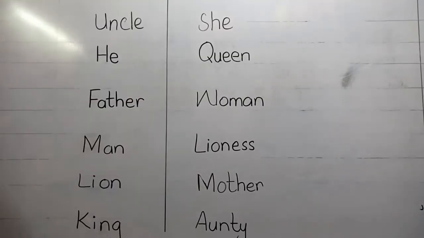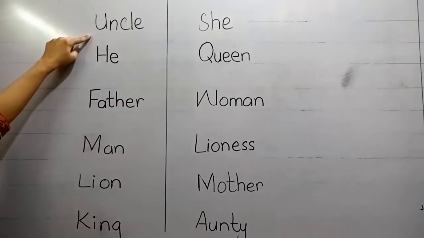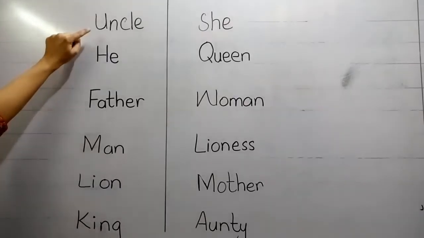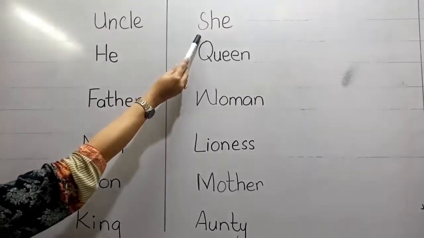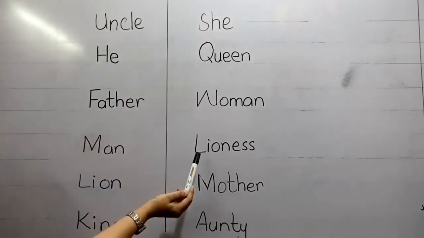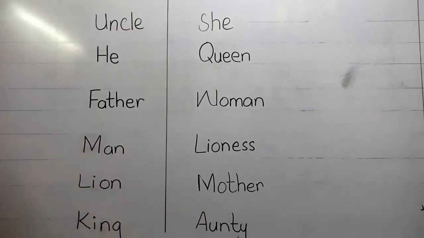Now here is: match the opposite genders. Genders means masculine and feminine. Having the appearance or quality of a man is called masculine, and having the quality or appearance of a woman is called feminine. The first is uncle, which is masculine. Match the opposite gender of uncle: she, queen, woman, lioness, mother or aunt, auntie. The opposite gender is auntie.